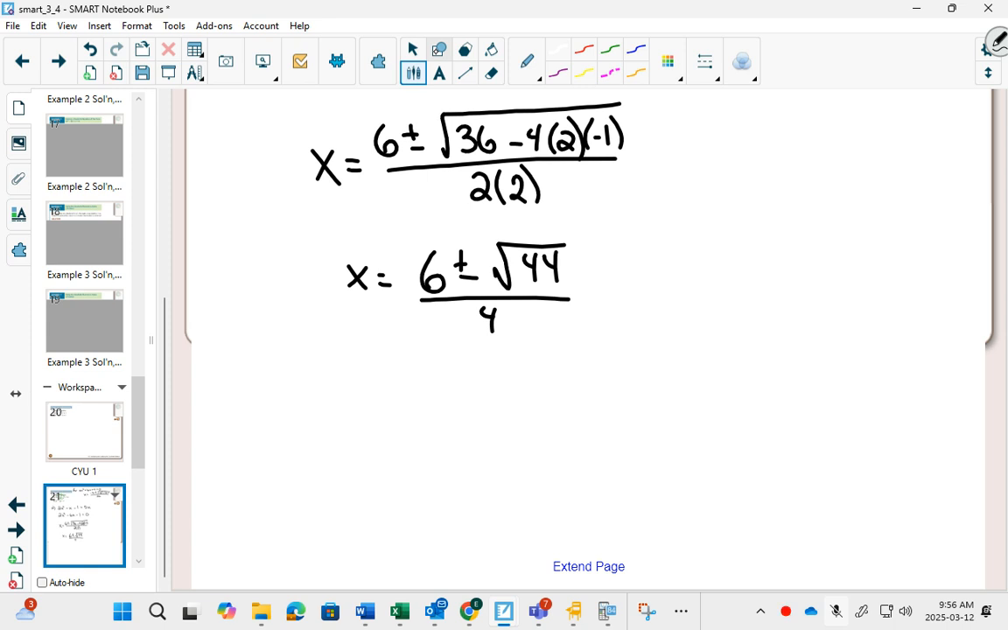And that's the answer. But at this point, you would still lose marks on your quiz or test because it's not simplified. Can you see that you can simplify the square root? Because you can, it's 4 times 11, and the square root of 4 is 2, so it'll become 2 root 11.